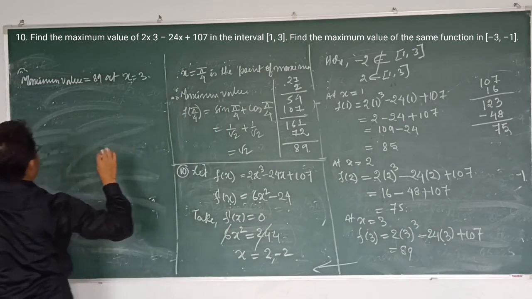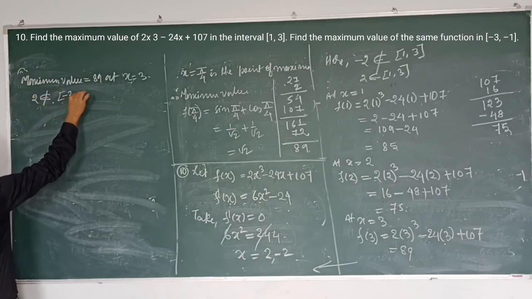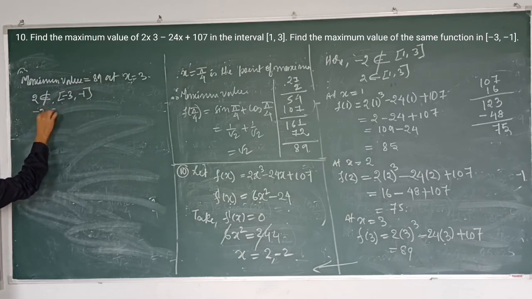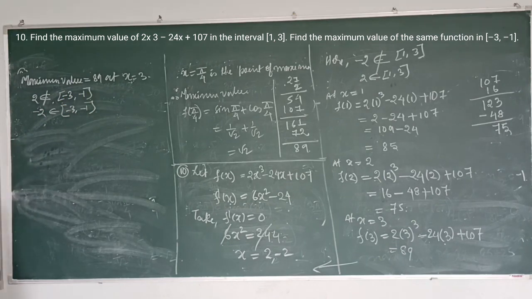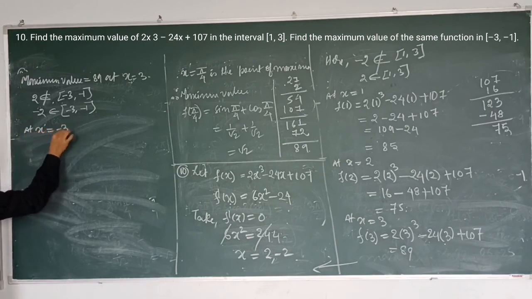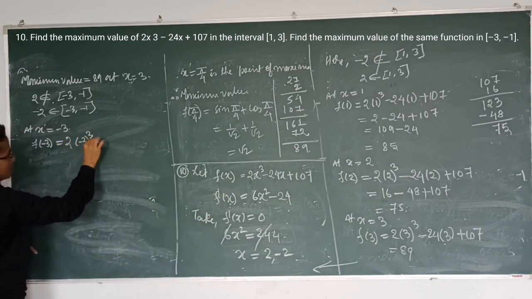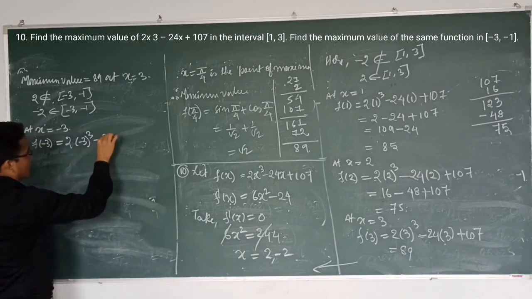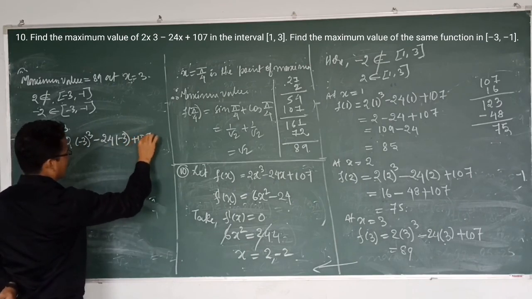Okay. Then after that we take minus 2 does not belong to minus 3, minus 1, okay, minus 2 belongs to here, minus 3, minus 1. So we will take here now this value. Therefore, at x equal to minus 3, so we find f of minus 3 here. So minus 3, 2 times minus 3 cube minus 24 times minus 3, okay, then plus 107, okay.